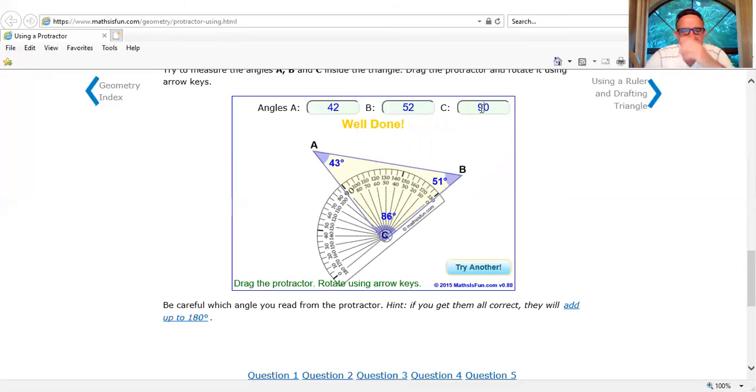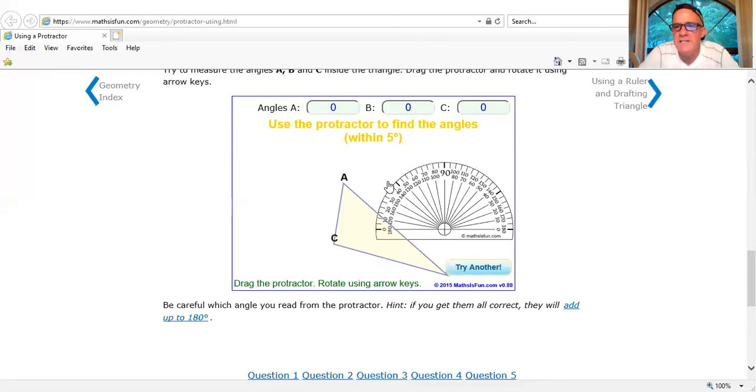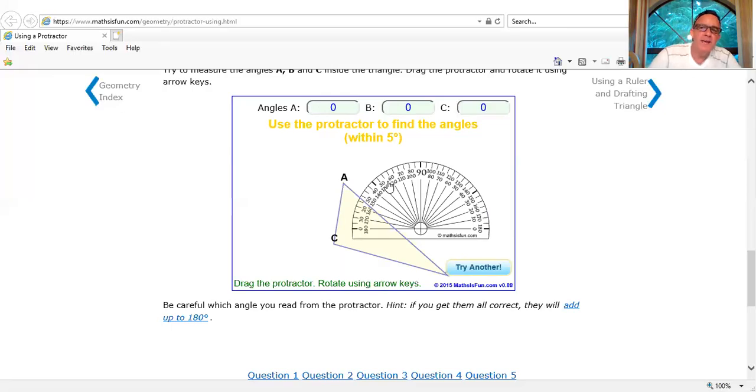We got it. I want to try another. So you try another, and it gives you more examples, and you can keep trying and trying until you get the hang of it. Ladies and gentlemen, boys and girls, children of various ages, that is how you use a protractor.